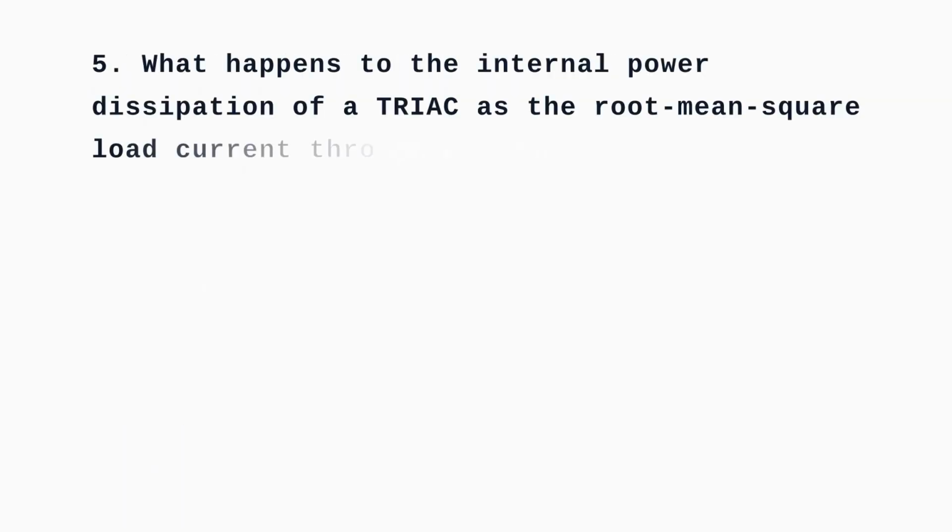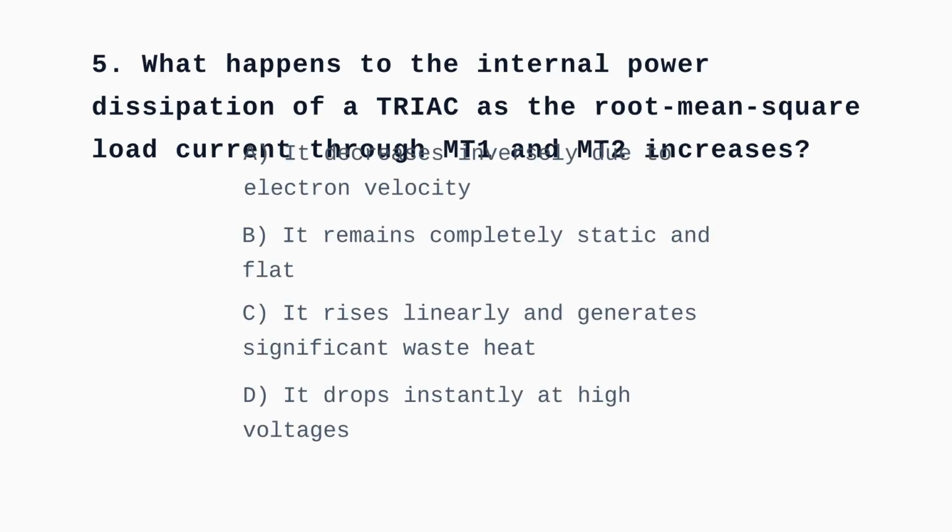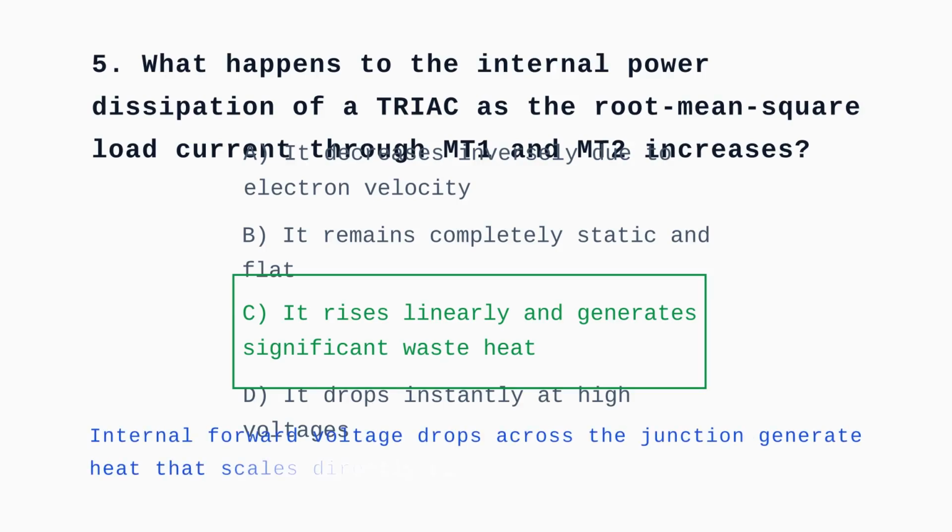Question 5. What happens to the internal power dissipation of a Triac as the root mean square load current through MT1 and MT2 increases? Every conducting semiconductor features a baseline forward conduction voltage drop. As load current scales up, this drop creates proportional waste heat that must be safely managed.